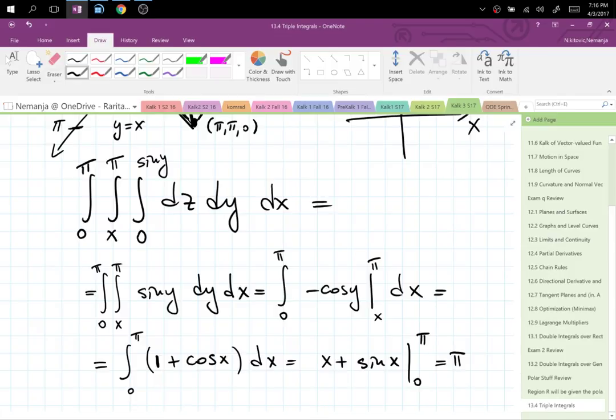When x is 0, sine is 0. So the only one that survives is the pi when you plug in pi for x. So the entire calculation works that way. I got the same answer. I probably did it wrong. I got the same answer, but I had 0 to x instead of x to pi.